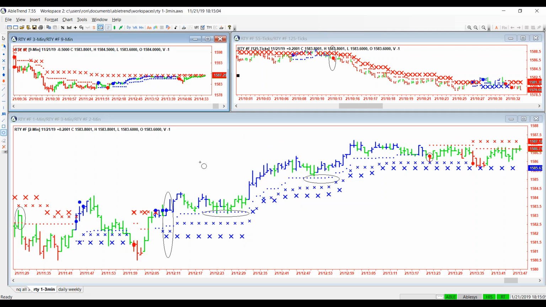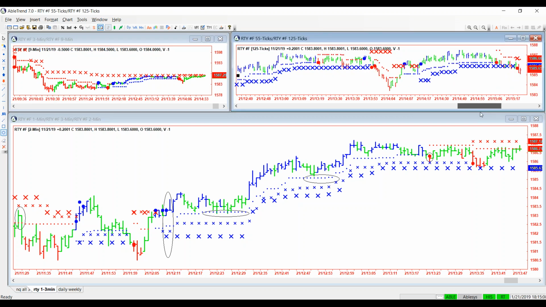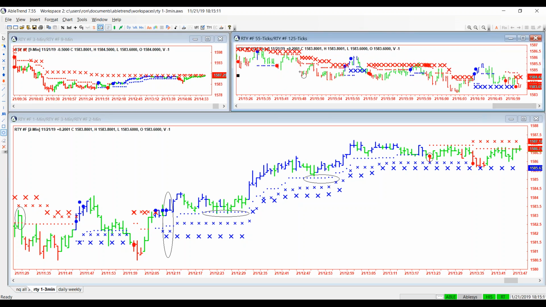I keep a 3-minute, 9-minute here. This is a 1-minute chart, and this is a 1, 2, 3, but the base chart, of course, is a 1 minute. And then this is your tick. 55 and 125 I use for RTY. We just use a low. Got to use a faster chart because it doesn't trade as many contracts.